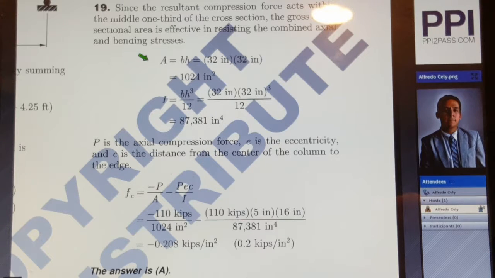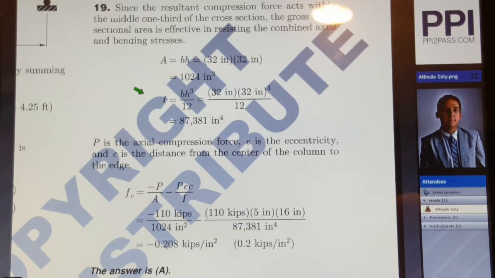The next step is to calculate the moment of inertia for that cross-sectional area. And that is going to be simply your base times your height elevated to the power of 3 over 12. This is the standard moment of inertia equation for square and rectangular sections. So the moment of inertia comes out to be 87,381 inches to the power of 4.